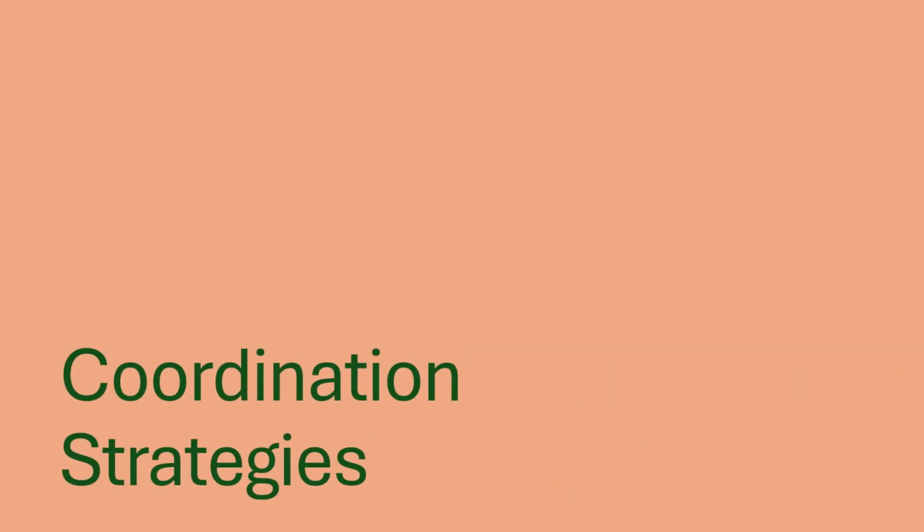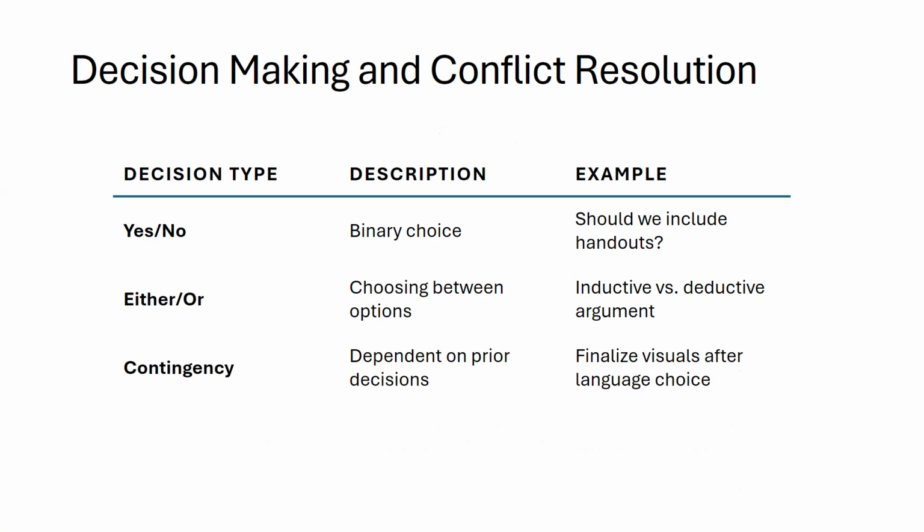Decision-making and conflict resolution. Decision-making within a group presentation context is a collaborative process that requires transparency, inclusivity, and efficiency. Groups must establish clear protocols for making choices, such as voting procedures, prioritization methods, and contingency planning.